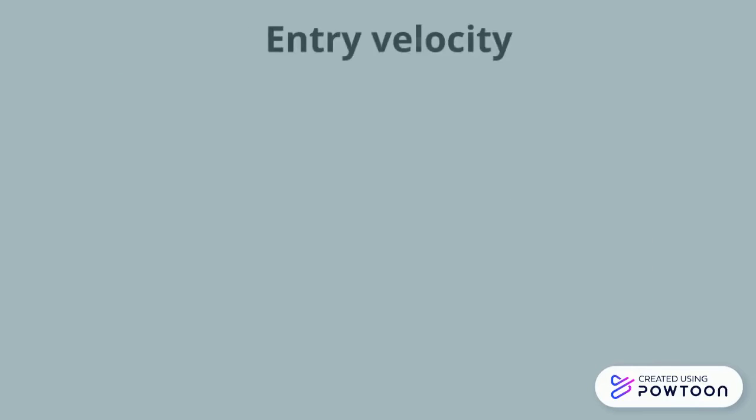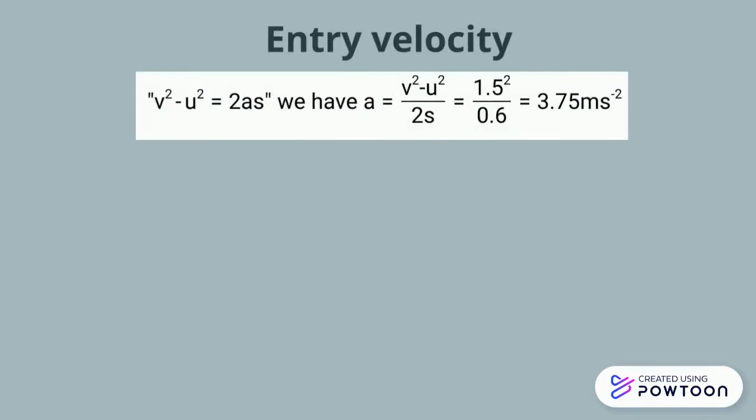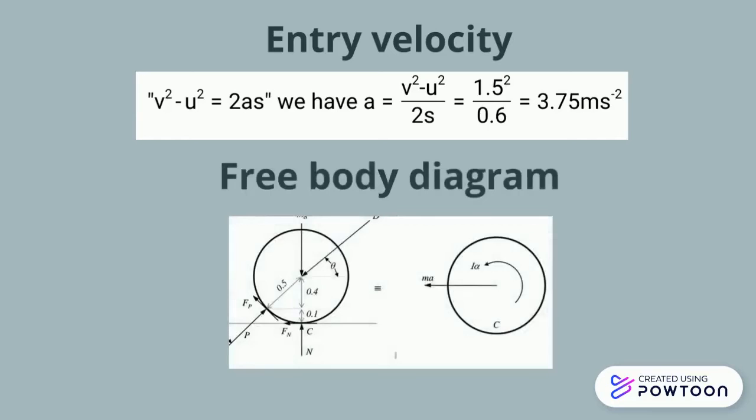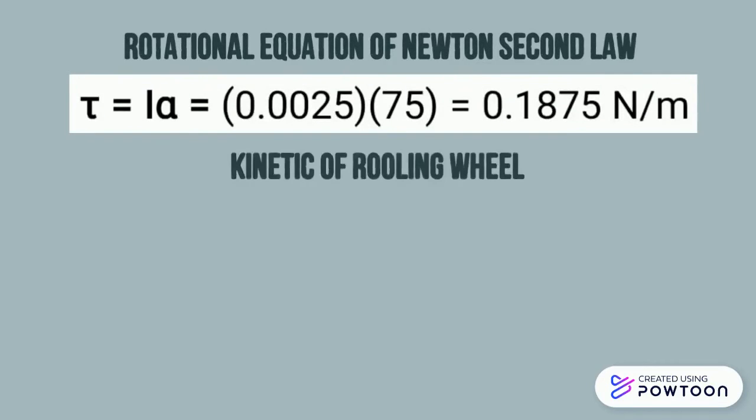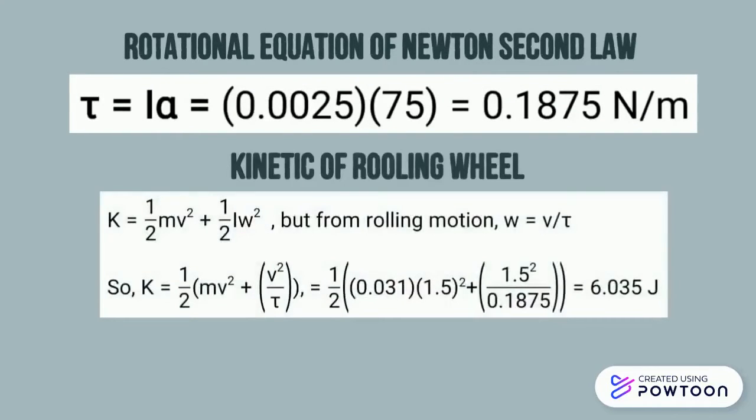Okay, and the entry velocity, we have to use this formula to get the answer, and the free body diagram here. And then last, we can calculate the kinetic energy of rolling wheels using the rotation equation of Newton's second law. And then we can calculate the kinetic energy of rolling wheels to get the answer of 6.035 joules. Okay, and that's all.